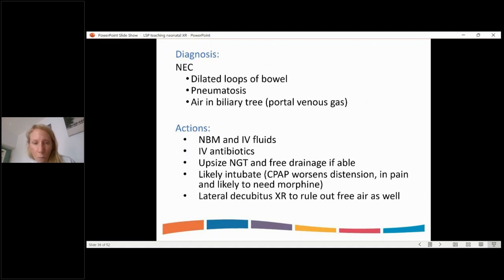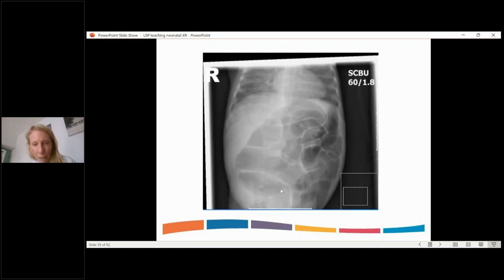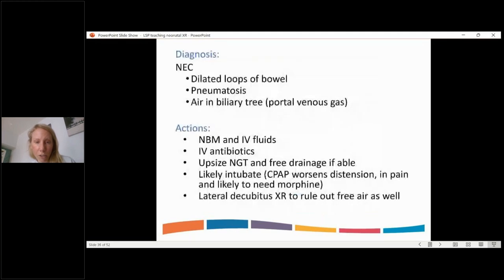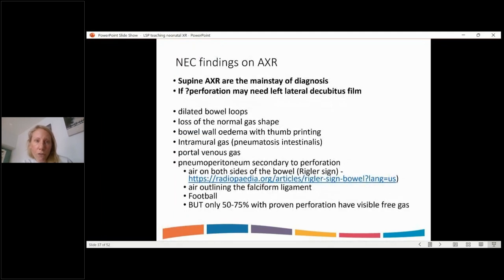And one of my big tips for you is when you get bowel loops that are this dilated, it is almost impossible to tell if you've had a perforation. So when you have really significant bowel dilatation, you should do a lateral decubitus to rule out free air because you can get caught out with it. And then just to go through some of the NEC findings that you're looking for, as we said, a supine x-ray is the mainstay, but if you're suspecting a perforation either clinically because the lactate's gone really high, really poor handling, or really dilated loops of bowel, then you need to do a lateral decubitus.